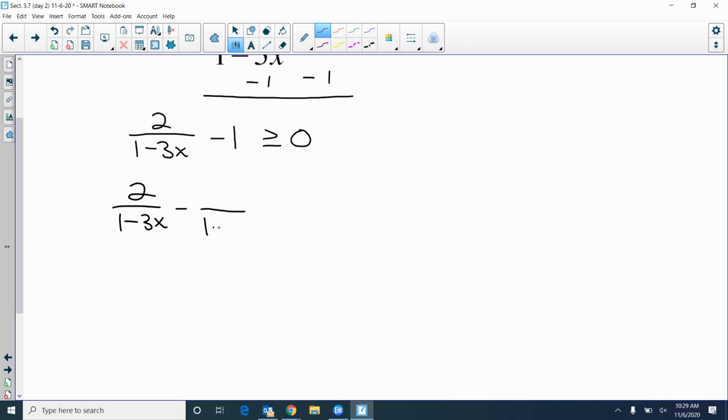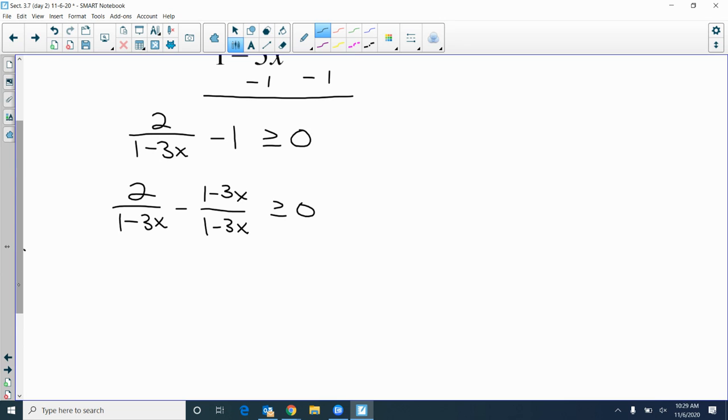But this has to have a denominator of 1 minus 3x. But I can't just put a 1 minus 3x in the bottom. If I'm going to put a 1 minus 3x in the bottom, I've got to put a 1 minus 3x in the top, so that it maintains its equivalency. That's equivalent to 1. Now I've got a common denominator. And now it's greater than or equal to 0.